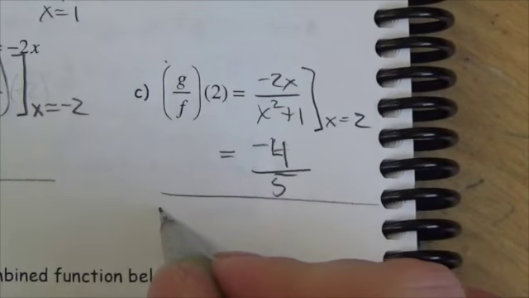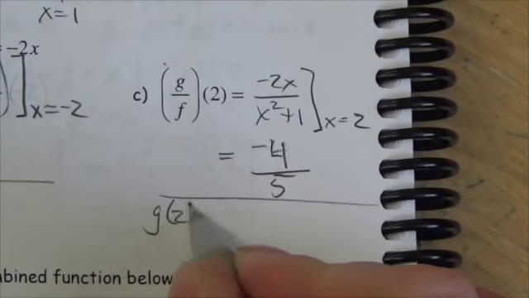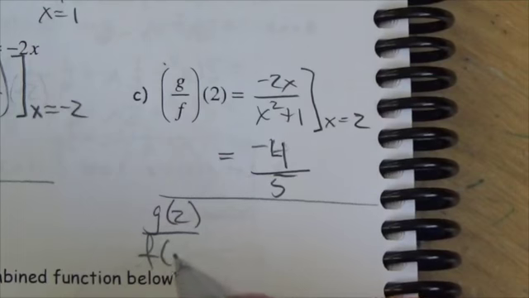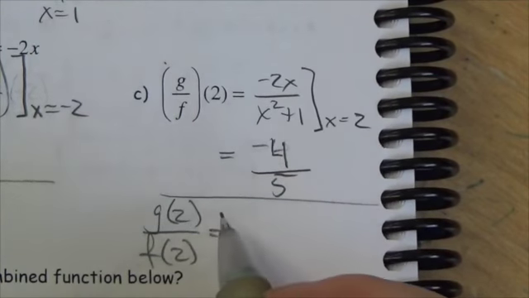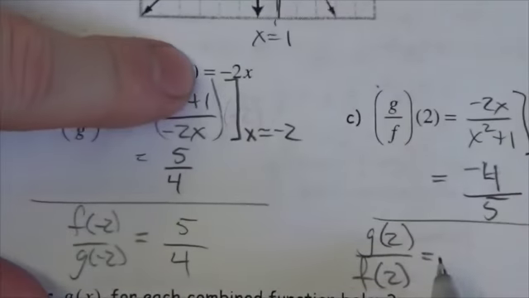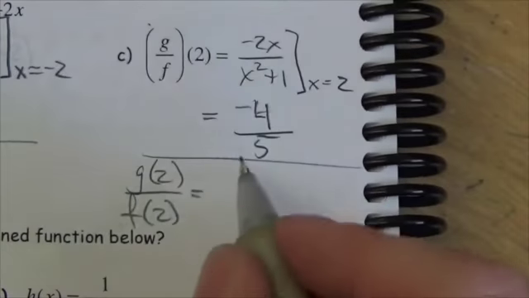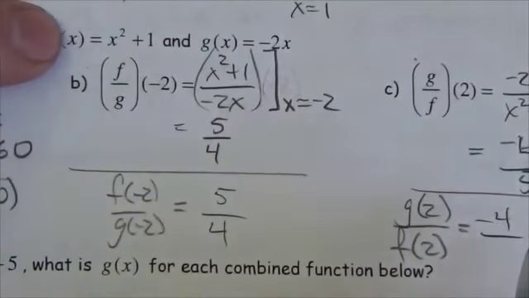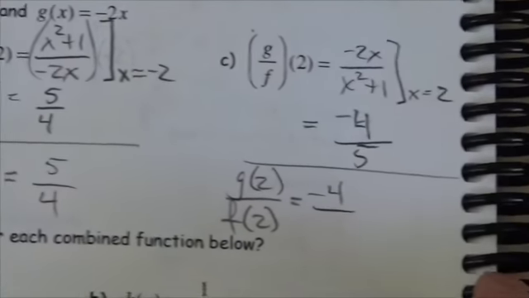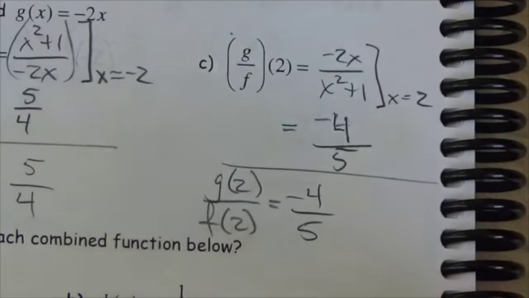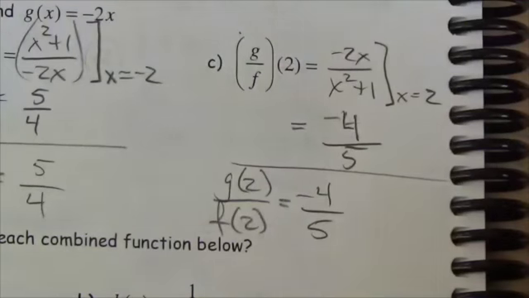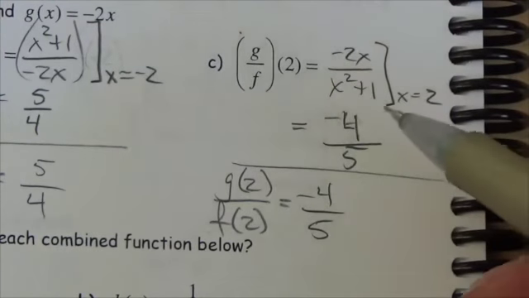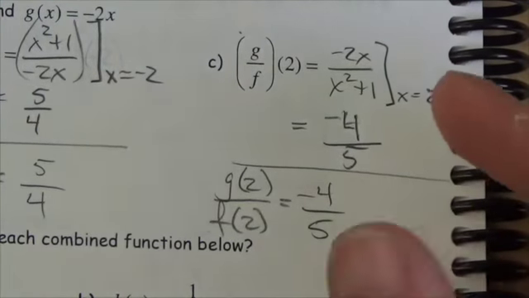And again, if we evaluate this, g of positive 2 divided by f of positive 2: g of positive 2 is negative 2 times positive 2, again, negative 4. And then f of positive 2, 2 squared plus 1, is 5. Similar sort of thing to the one we did before. There wasn't a lot of simplifying, so really, this is just two different ways of looking at the exact same work.